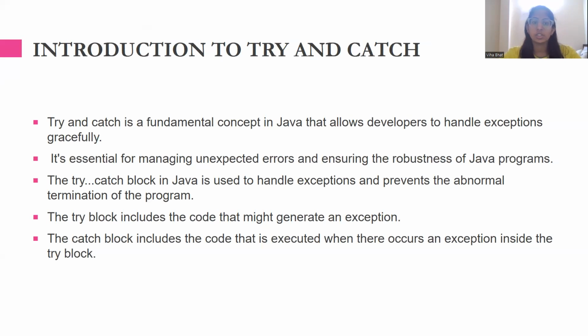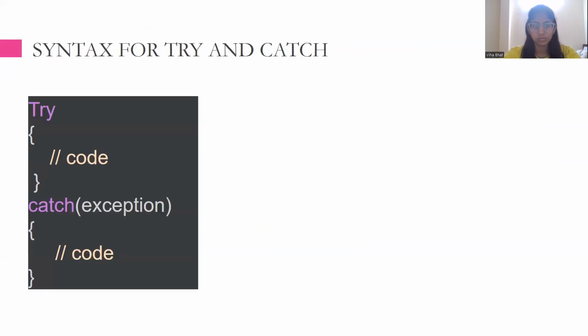So what is try and catch? Try and catch is a fundamental concept in Java that allows developers to handle exceptions gracefully. It's essential for managing unexpected errors and ensuring the robustness of Java programs. The try catch block in Java is used to handle exceptions and prevents the abnormal termination of the program. The try block includes the code that might generate an exception. The catch block includes the code that is executed when an exception occurs inside the try block.